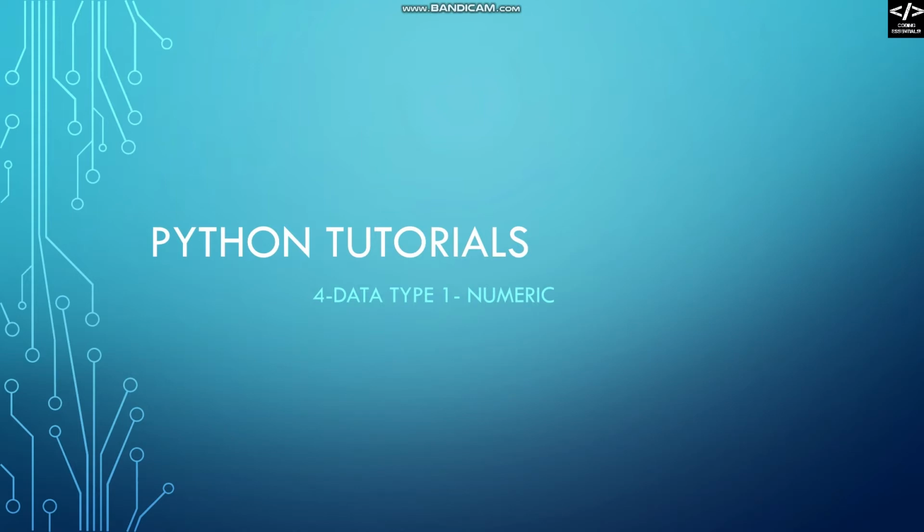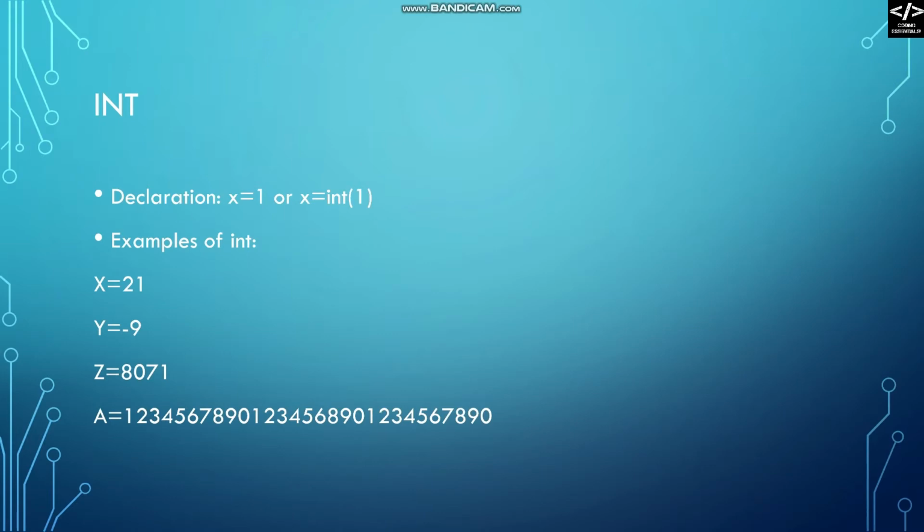Today's topic is numeric data type. The first numeric data type is int or integer. The declaration of int or integer can be done by variable name is equal to the value, or variable name is equal to int of that value. For example, x equal 1 or x equal int of 1. Any integer can replace 1 here.